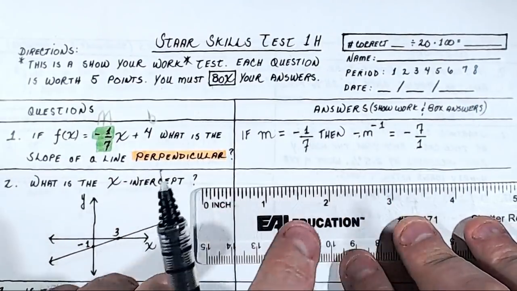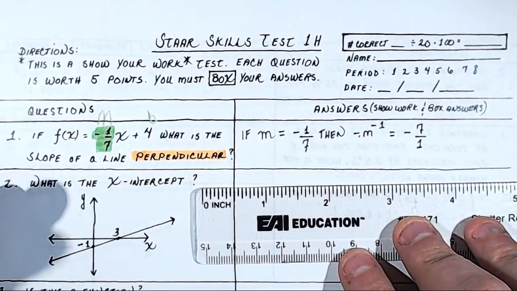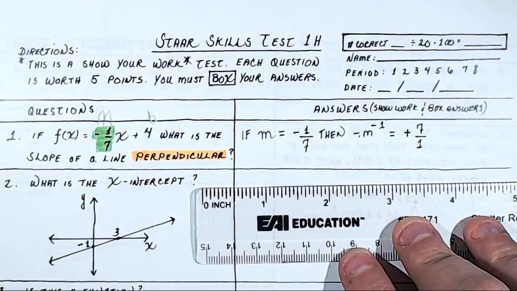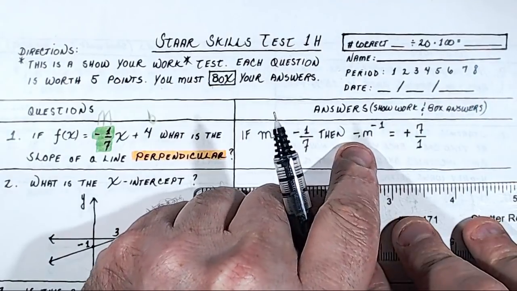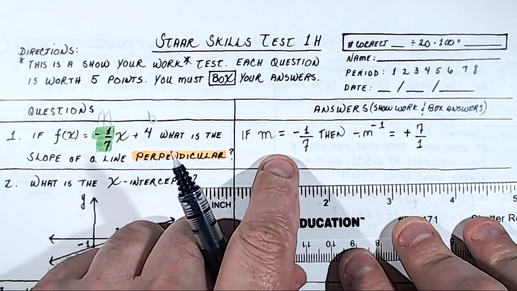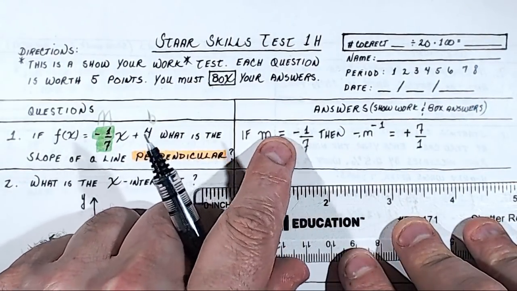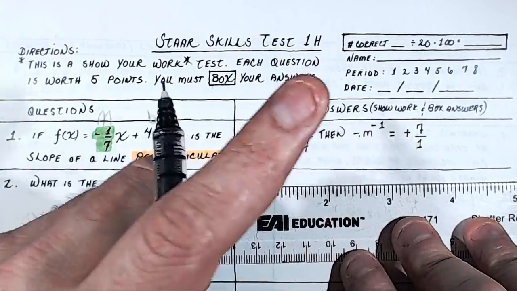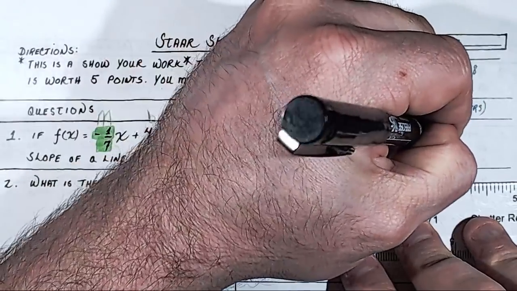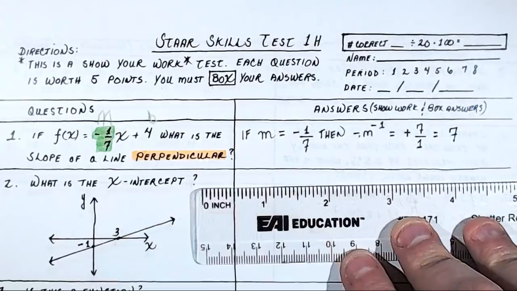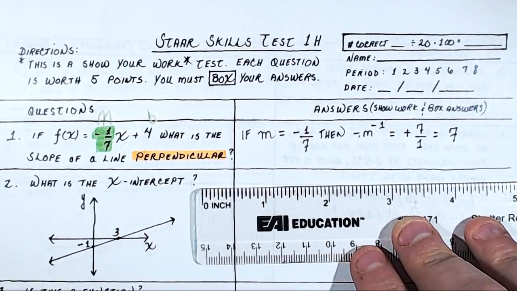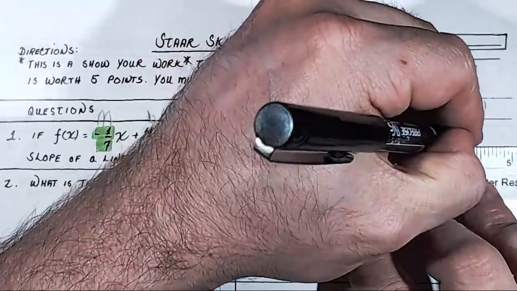But we have to remember, it's the negative reciprocal. See, negative 7/1 is just the reciprocal. We need the negative reciprocal. So we have to change that sign from negative to positive. So the slope of the line perpendicular to a line with a slope of negative 1/7 is 7/1, which can be written as 7. So the slope of our perpendicular line is 7. This is your answer that goes in a box.